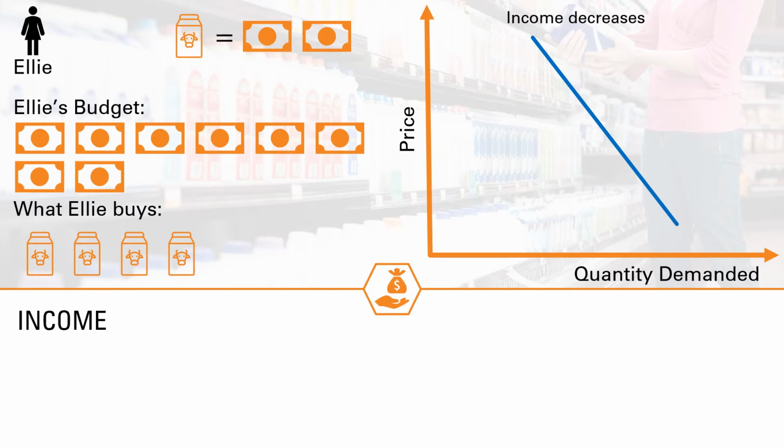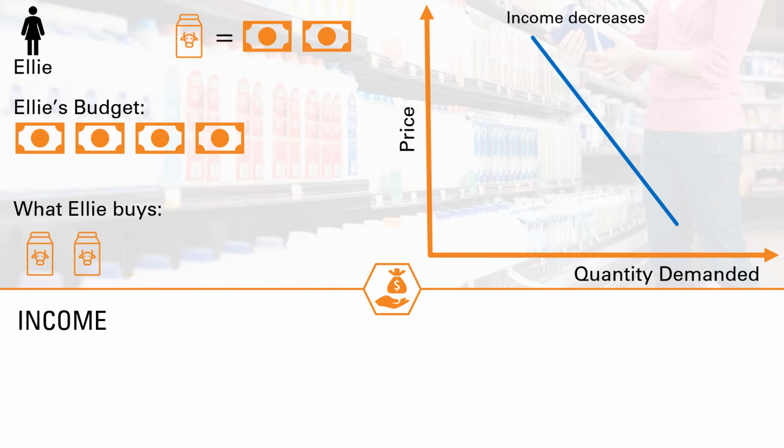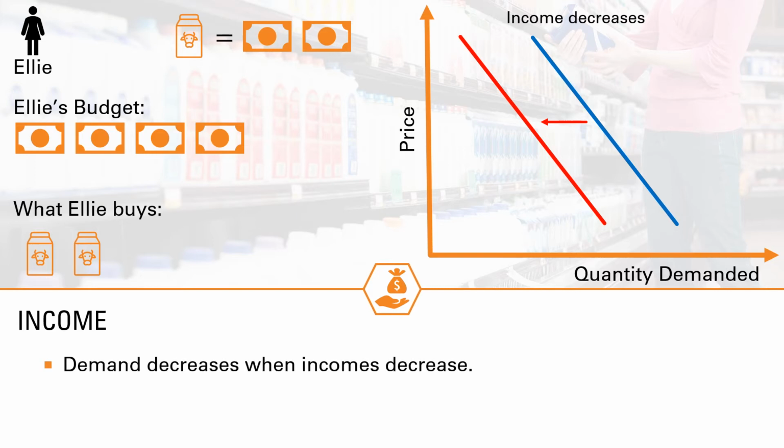I hope that's clear. On the other hand, if we decrease her budget, so from 6 now she has 4, she doesn't have that much money to buy as much milk as she used to. So now she has to buy less milk. And so what happens is the demand curve shifts to the left, or the demand decreases, right? So when incomes decrease, the demand curve shifts to the left. I hope that's clear enough. So shift to the left, demand decreases when incomes decrease.